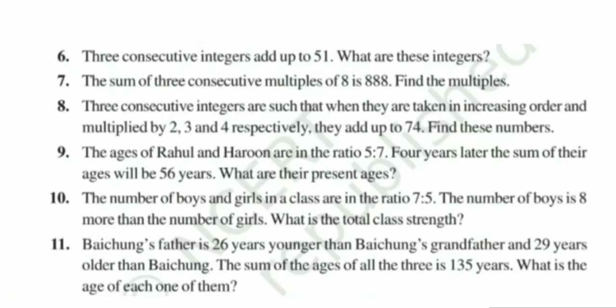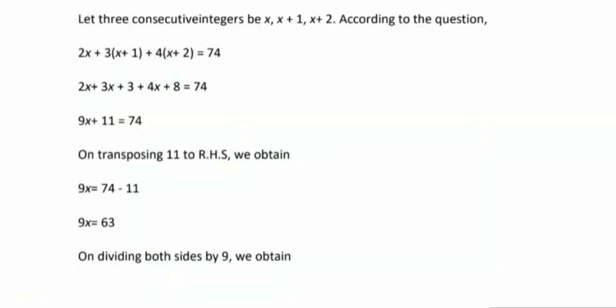Question number 8. 3 consecutive integers are such that when they are taken in increasing order and multiplied by 2, 3 and 4, they add up to 74. Find the numbers. So let the 3 consecutive numbers be x, x plus 1, x plus 2. So according to the question, 2x plus 3 in bracket x plus 1 and 4 in bracket x plus 2 is equal to 74.